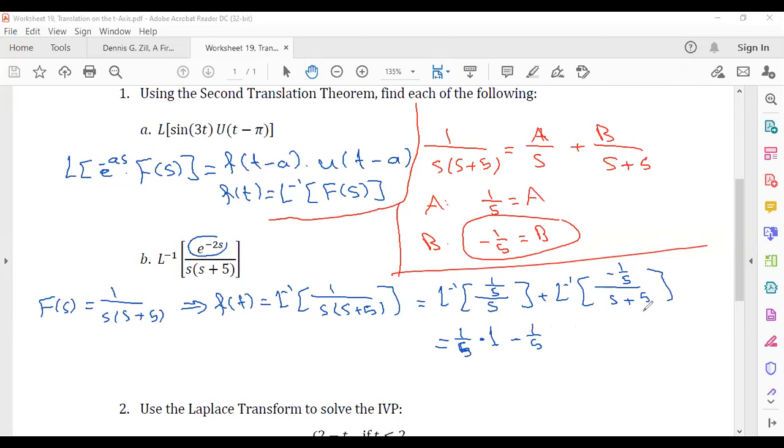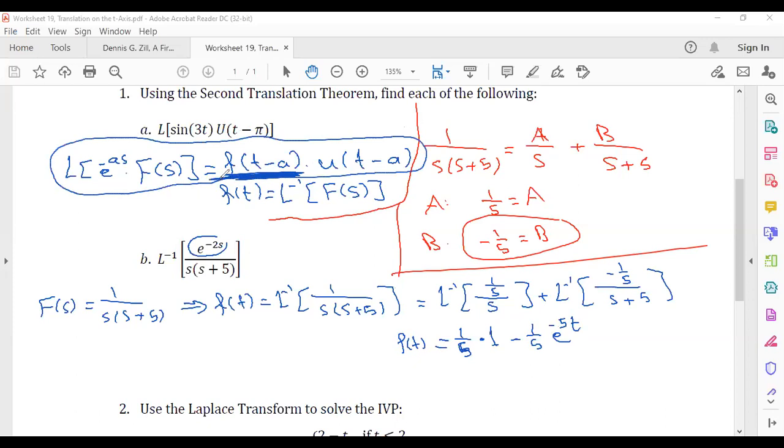What about 1 over s plus 5? It is e to the -5t, you are right. This is your f of t. The rule needs f of t minus a. So I'm going to write here f of t minus a. What is my a? It is 2. So my a is 2. So f of t minus 2 is given by 1 over 5, it's a number, minus 1 over 5 e to the -5 bracket t minus 2. This is f of t minus 2.